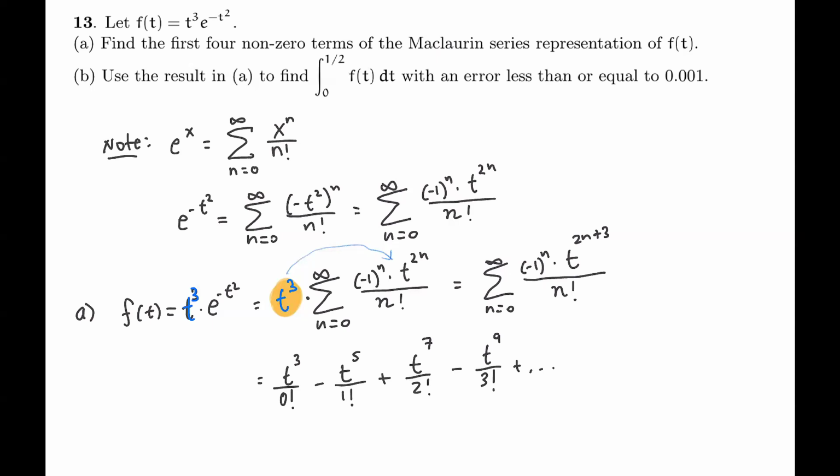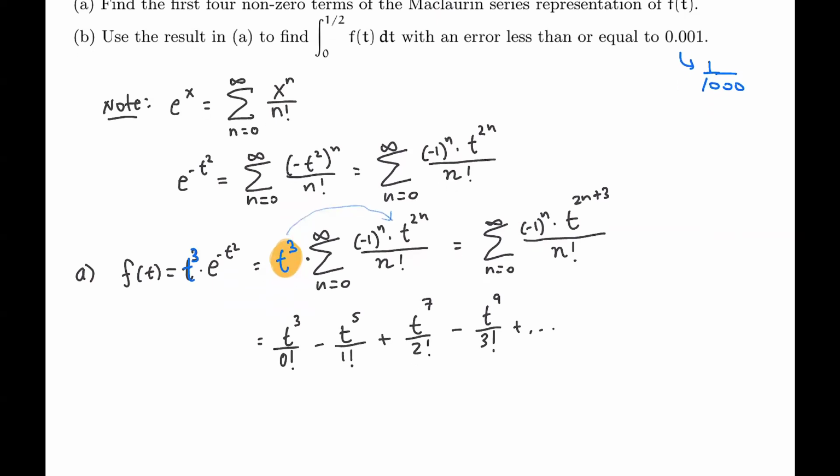Questions about this? No questions? Okay. So for part B now, use the results from part A to find the integral from 0 to 1/2 of f of t dt with an error less than or equal to 0.001. So 1/1000, right? Remember, this guy here is 1/1000. So we want the error to be less than 1/1000.